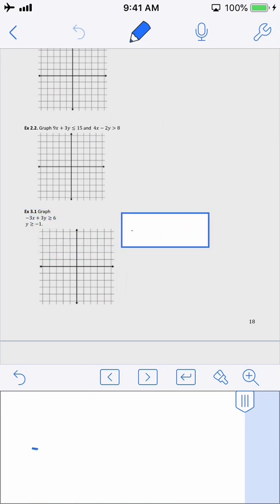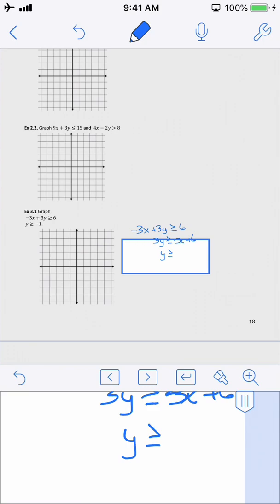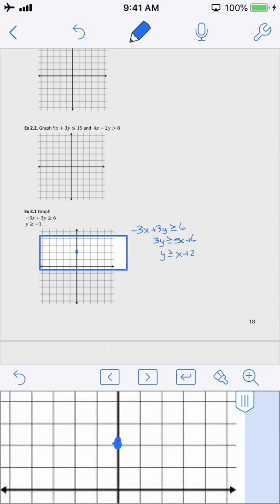I have -3x plus 3y greater than or equal to 6. Now at this point, I hope you can kind of see the routine, so you can graph this one pretty fast. We're going to change that to slope-intercept form. y is greater than or equal to x plus 2. Okay, so I'll go over here and graph that one. And that is a slope of over 1 up 1.